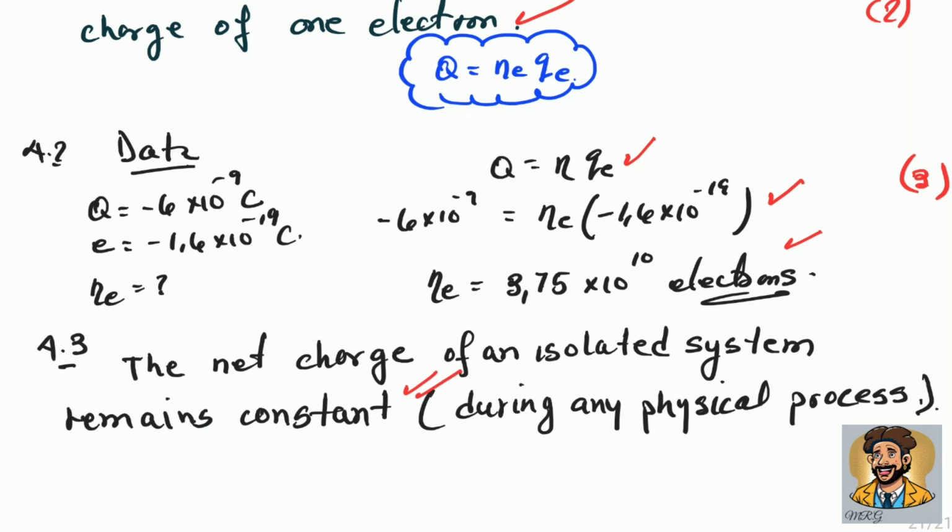Now, the very important words here are isolated system and net charge. So you make sure the word net is there and isolated system is there. If they are not there, you won't get those 2 marks. It's only 2 marks and it's quite simple. This question is very, very easy.